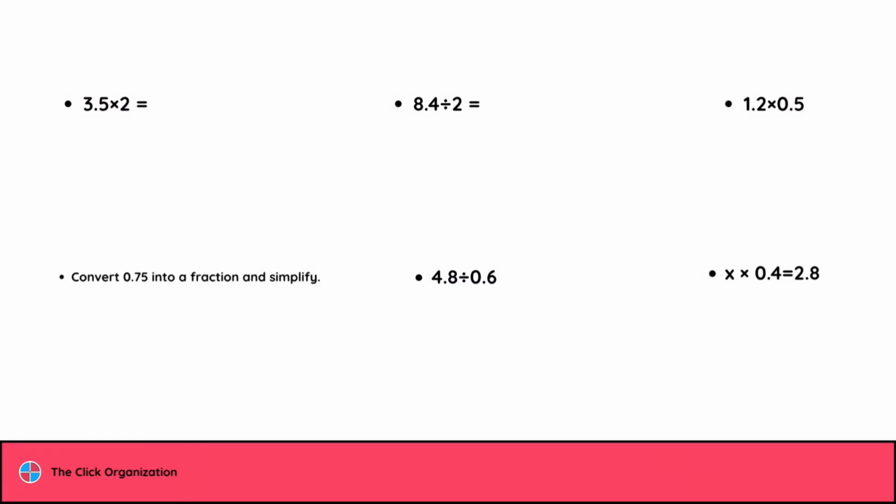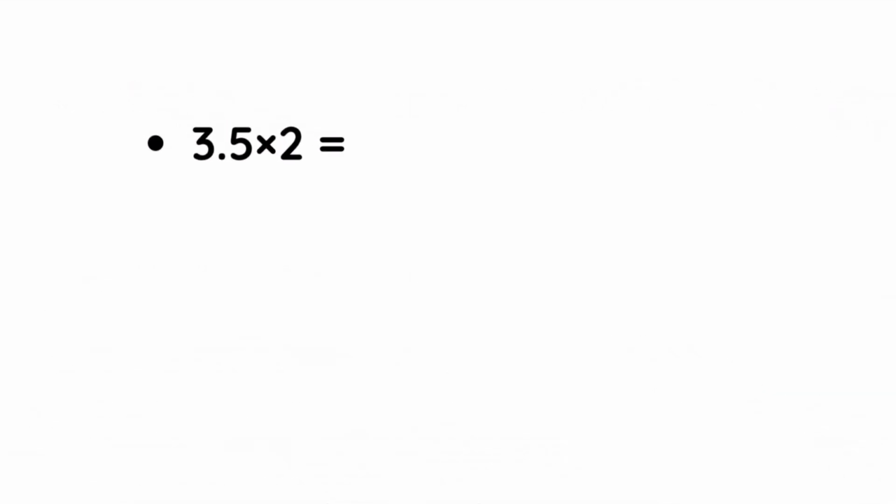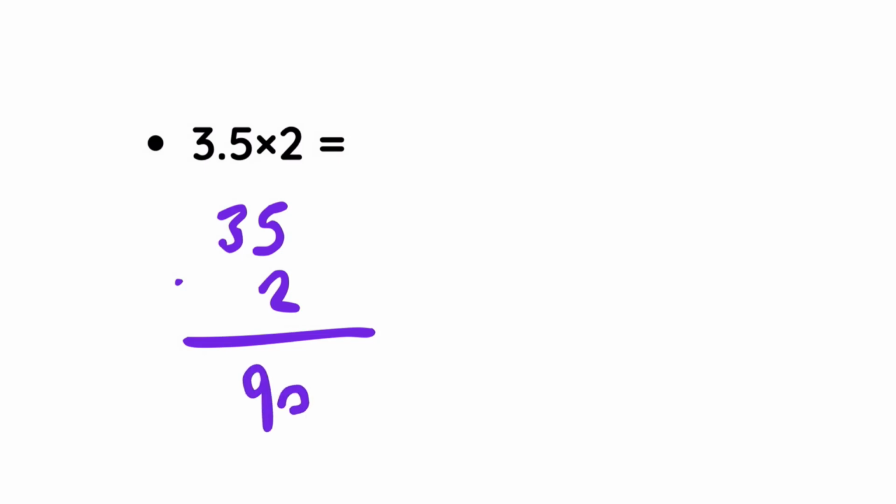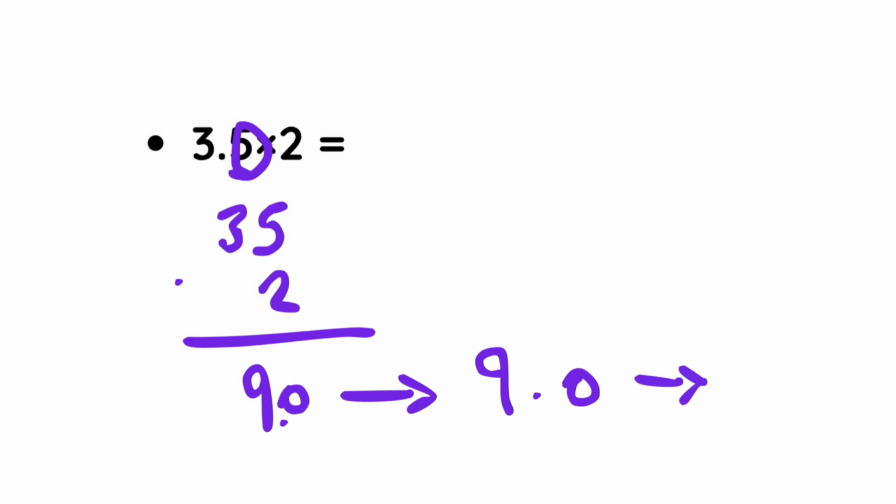Starting with number 1, we have a multiplication. So for multiplication, we need to not consider the decimal point, right? So let's write it like this: 35 times 2, which equals 90, right? 90. And then I have one decimal digit, so I can put the decimal point right in the middle, which becomes 9.0, which is also equal to 9 because 0 is not counted in here. So our answer is 9.